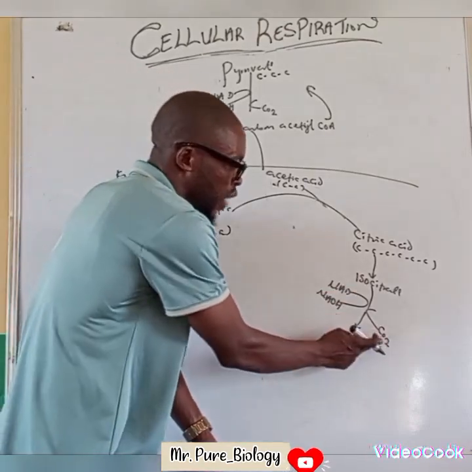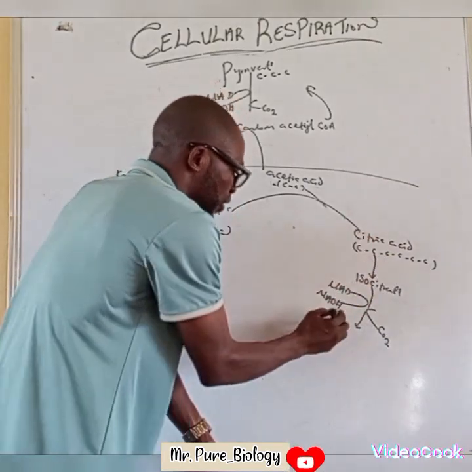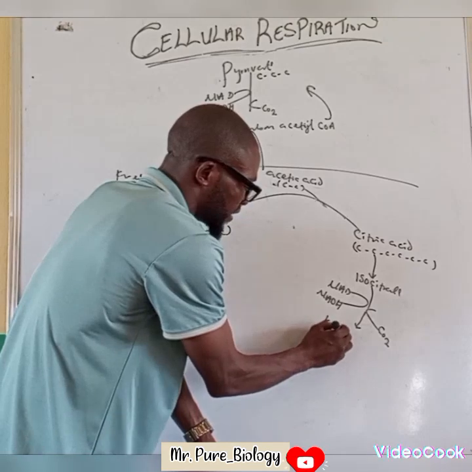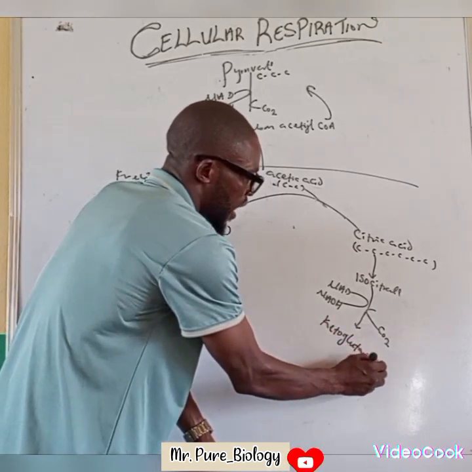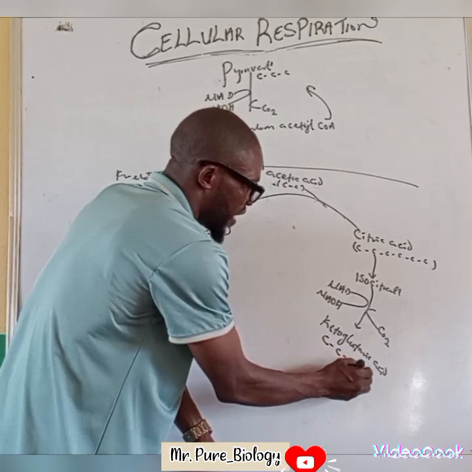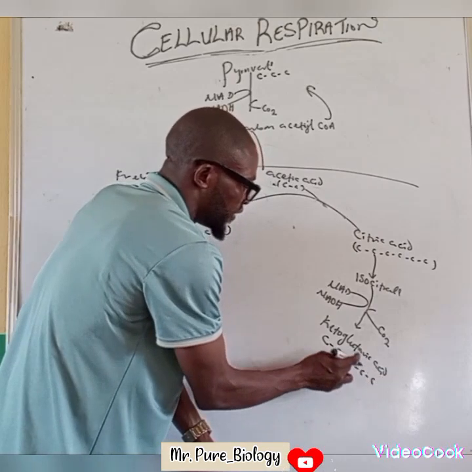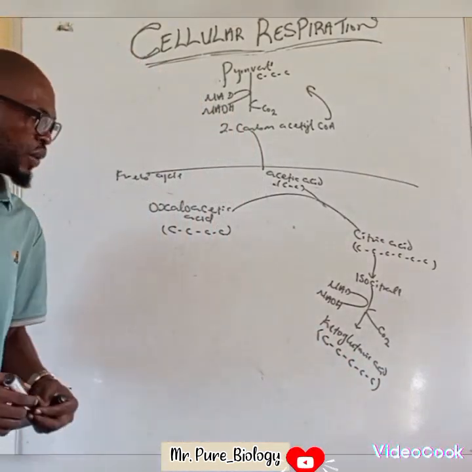So another carbon has been removed, and what remains is the 5-carbon ketoglutaric acid. We are going to have ketoglutaric acid. And how many carbons does ketoglutaric acid have? We are going to have 5 carbons: 1, 2, 3, 4, 5. That is a 5-carbon acid. Are we getting it now?